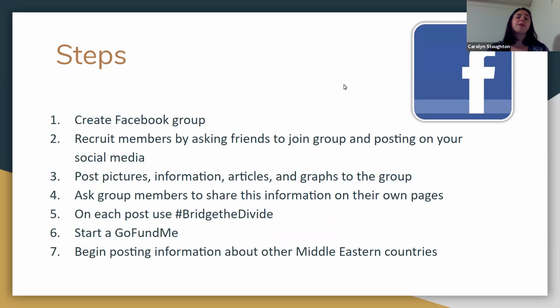I would recruit members for the group by asking friends to join the group and posting the group on social media. In the group, I would post pictures, information, articles, and graphs so that people can become more informed about the issues, as well as ask group members to share this information on their own pages so that non-members can access this information and hopefully join our group, which would help us have a larger audience. I would hashtag bridge the divide on each post so that this hopefully becomes viral and spreads the awareness that we're trying to bridge the digital divide.